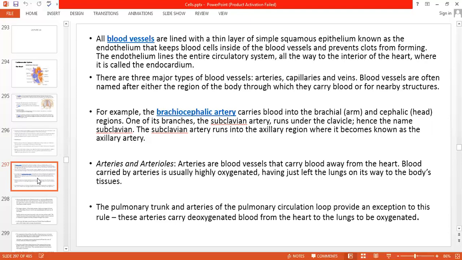Arteries and arterioles. Arteries are blood vessels that carry blood away from the heart. What are the arteries? Arteries carry blood away from the heart, except one place.